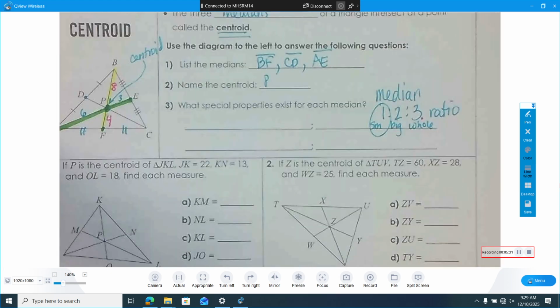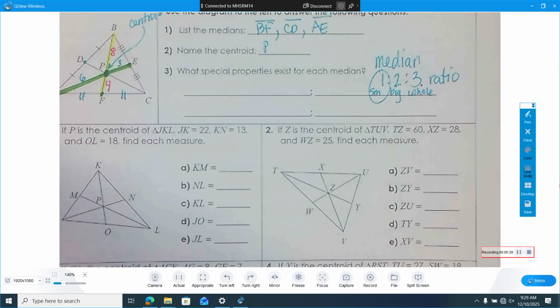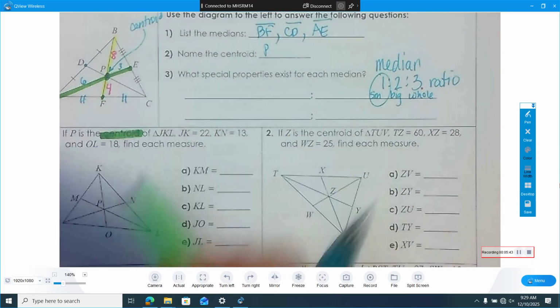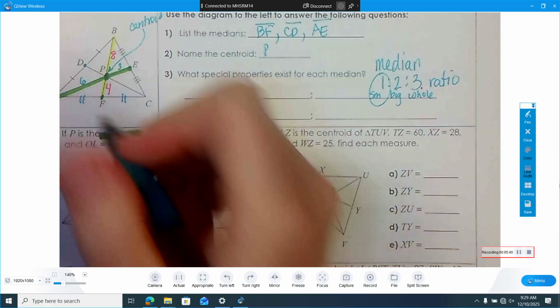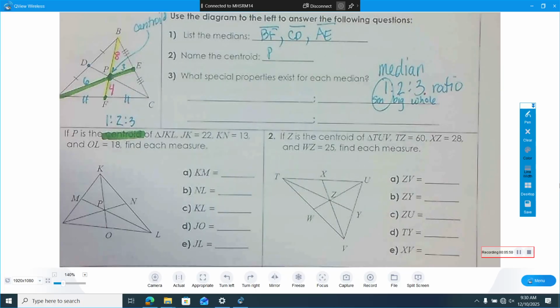Okay, let's look here. There's a bunch of stuff we could write, but I actually don't like it. I think the 1, 2, 3 ratio is super easy. Okay? So P is the centroid. Ladies and gentlemen, the centroid. Write down: if you get the centroid, you get the 1, 2, 3 ratio. It's easy as 1, 2, 3.